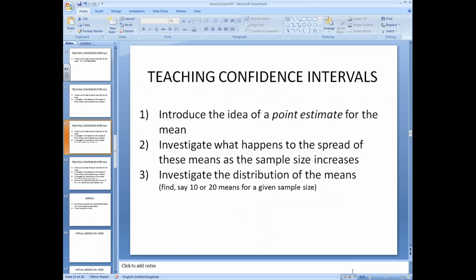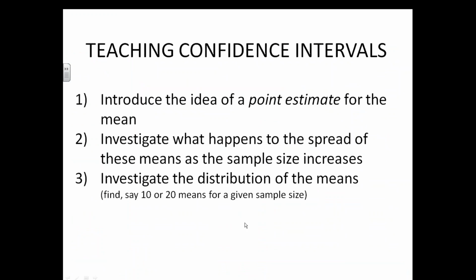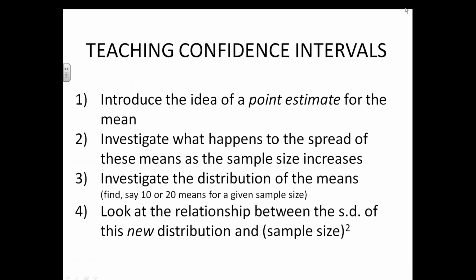So, if I go back to my presentation here, that is what we did. Introduce the idea of a point estimate, an estimate for the mean based on one sample of 5 or 10 or 15. Investigate what happens to the spread of the means, how the mean jumps about as the sample size increases. And then 3 and 4 are really optional. It depends on how far you want to go with your particular class.